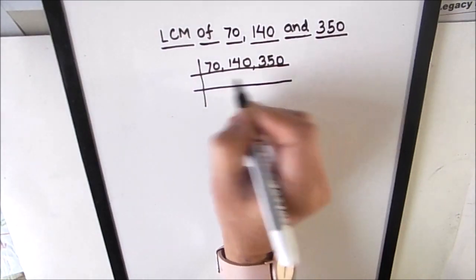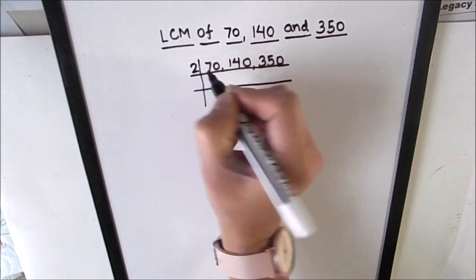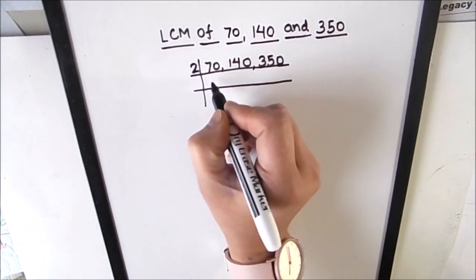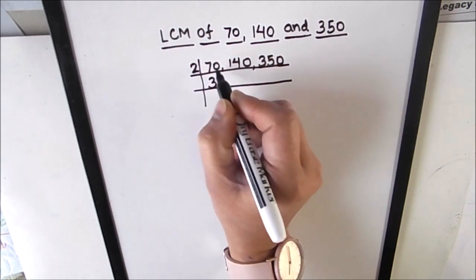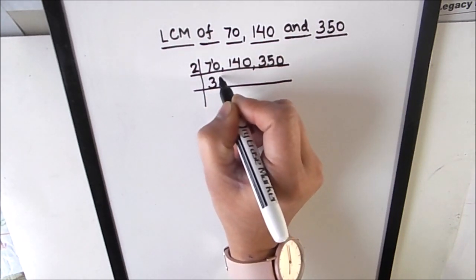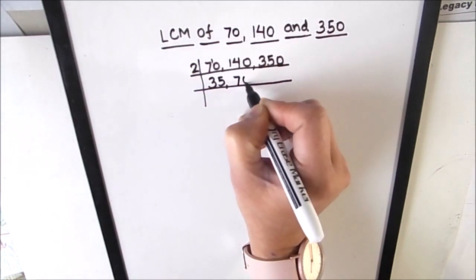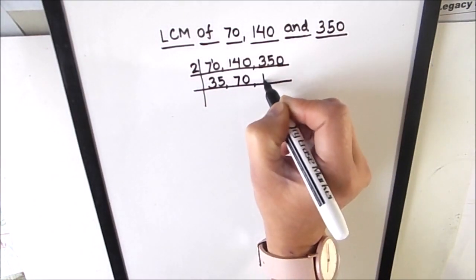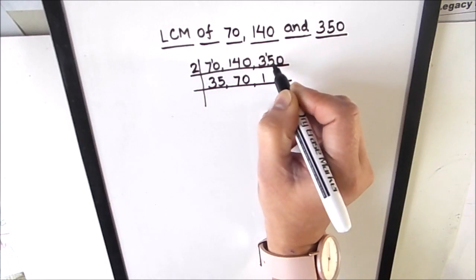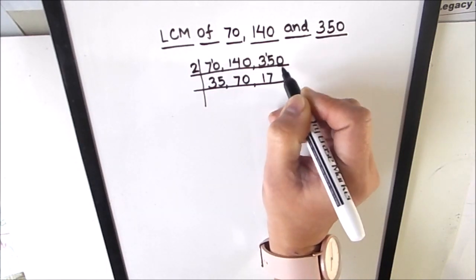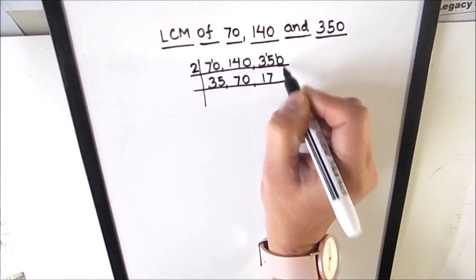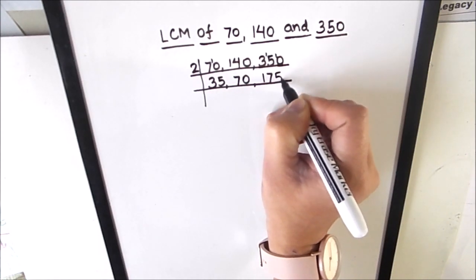As all the three numbers are even, we are going to use 2 to divide the numbers. 2 times 3 is 6, 1 is remainder, this becomes 10, 2 times 5 is 10. 2 times 7 is 14, 2 times 0 is 0. 2 times 1 is 2, 1 is remainder, this becomes 15. 2 times 7 is 14, 1 is remainder, this becomes 10. 2 times 5 is 10.